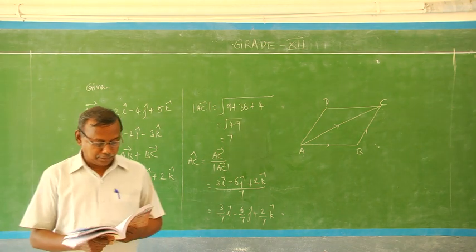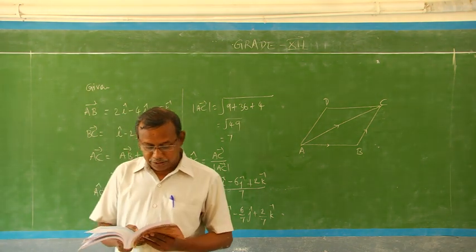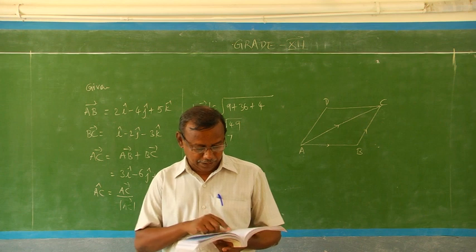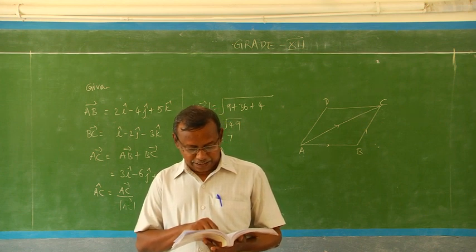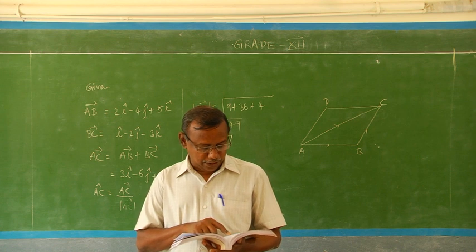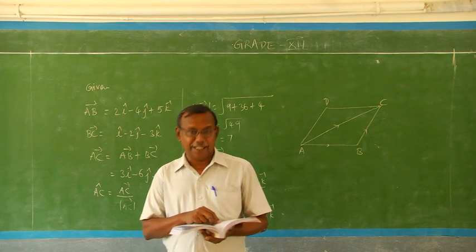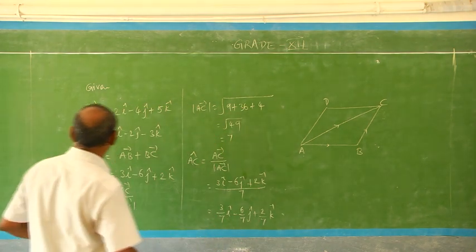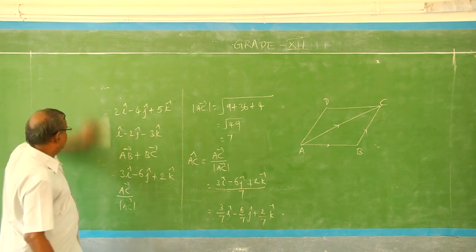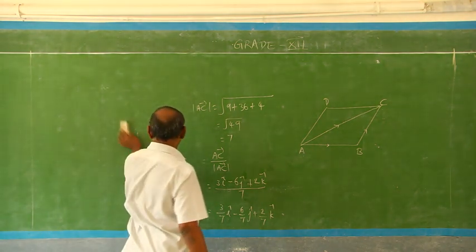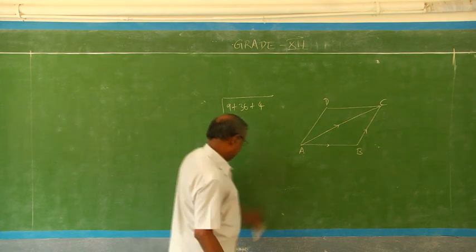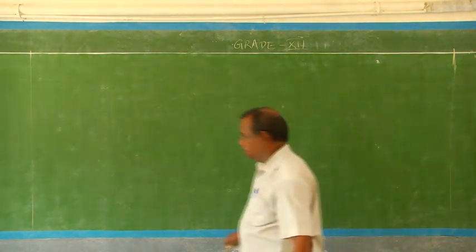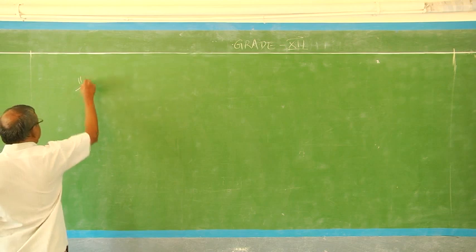Now let us do problem 11. Show that the direction cosines of a vector, that is generally any vector, equally inclined to the coordinate axes ox, oy and oz are given by plus or minus 1 by root 3, 1 by root 3 and 1 by root 3. Let us go first. Question number 11.